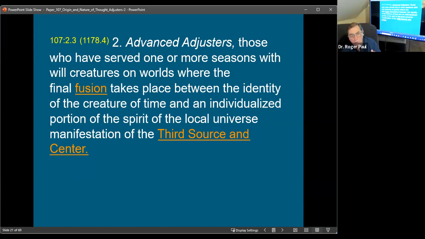The majority of them stay in the super universe. So the super universe ends up having a permanent citizenship of mortals from all the local universes that stay as citizens of the super universe, as their spirit fuses.